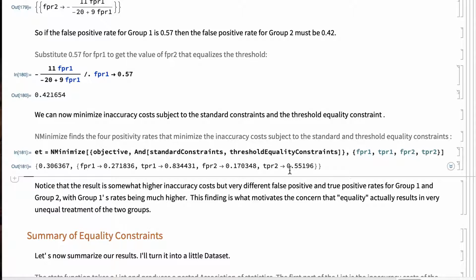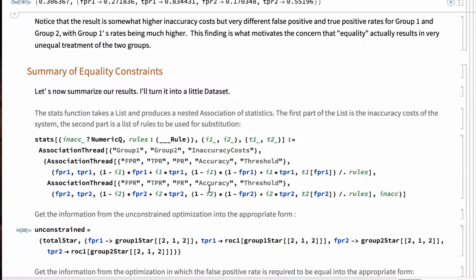So that's one of the things that creates the concern that a threshold measure of equality, threshold equality, can actually result in some pretty problematic distinctions among the two groups. So let's summarize our result.